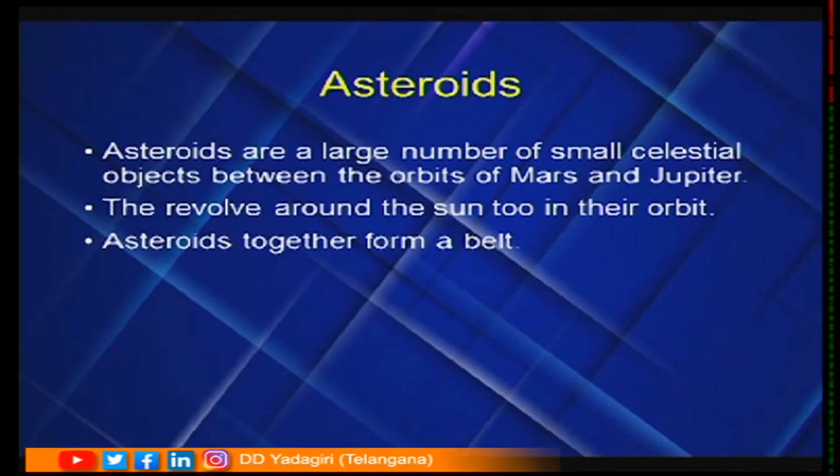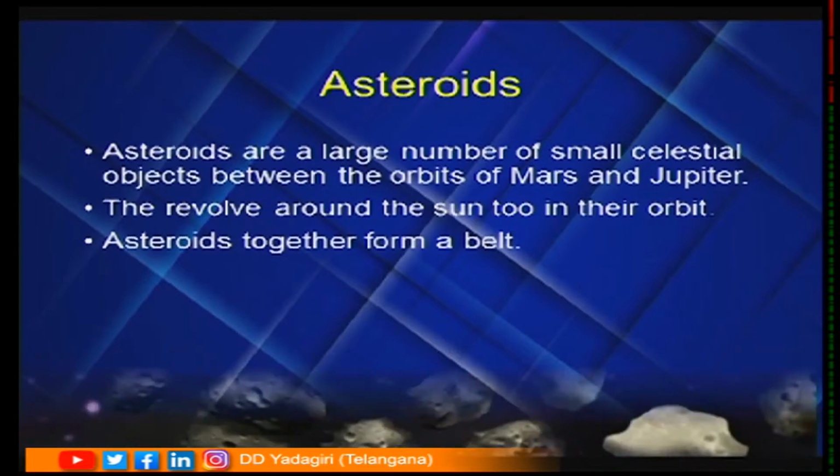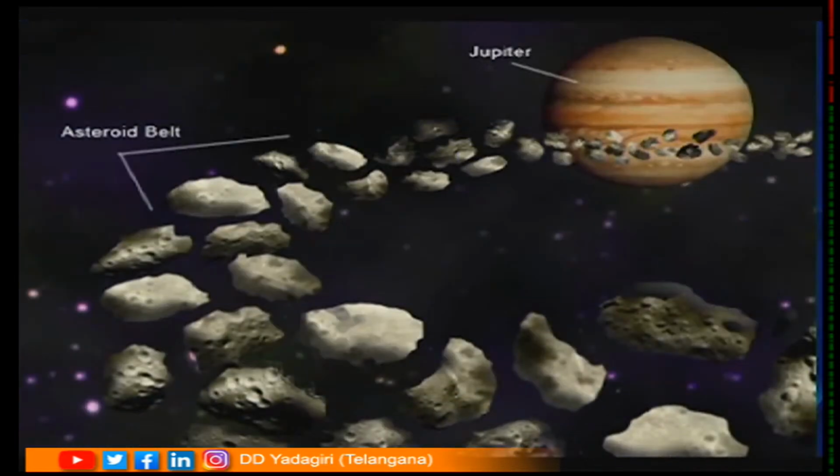And children, near this Jupiter we find small celestial objects called asteroids. They keep revolving around the sun. They are a large number of small celestial objects between the orbits of Mars and Jupiter. They form a belt like thing between Mars and Jupiter. Now, you can see this is a belt of asteroids. It is present between Jupiter and Mars.